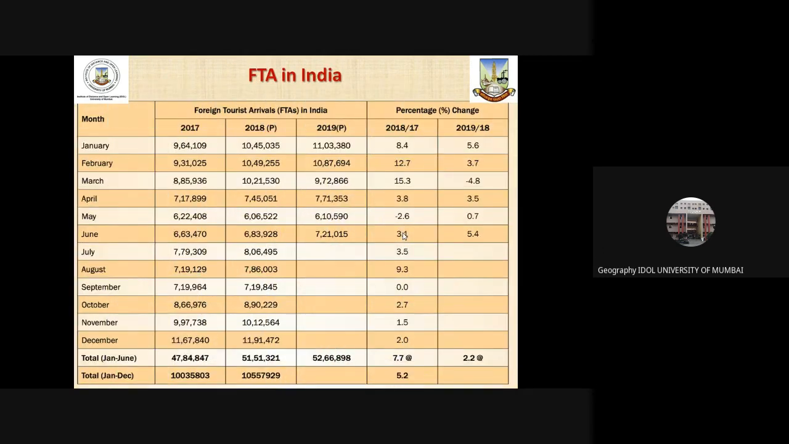If we talk about foreign tourist arrival in India, we find that the percentage is increasing day by day. However, in the year 2018-19, the percentage arrival of foreign tourists decreased a lot from January to May, but in the month of June, foreign tourist arrival increased from 3.1% to 5.4%, and so on.